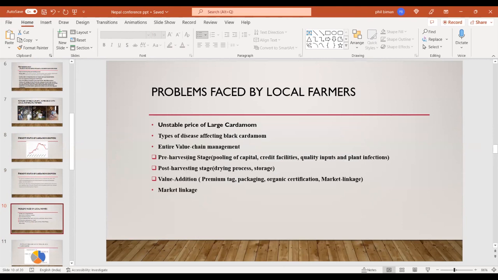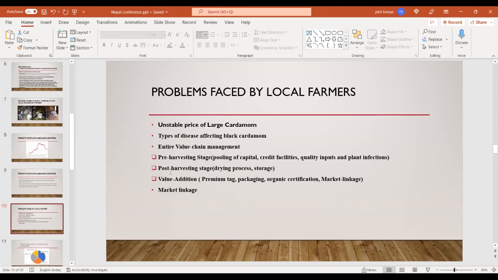Now, when we talk about entire value chain management, the pre-harvesting stage is the pooling of capital. As an individual farmer, pooling or collecting capital to start large-area farming, especially to cultivate large cardamom, is very hard. And as an individual, if you approach the banking system, there is less chance you can get credit or financial facility, especially from state-owned banks.